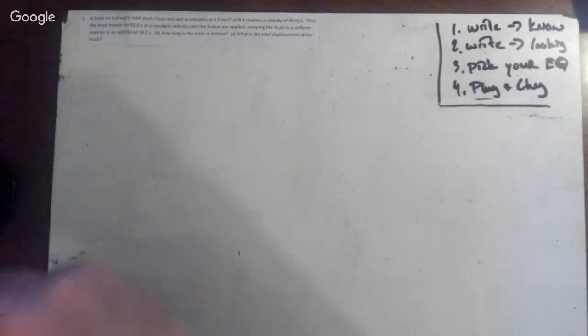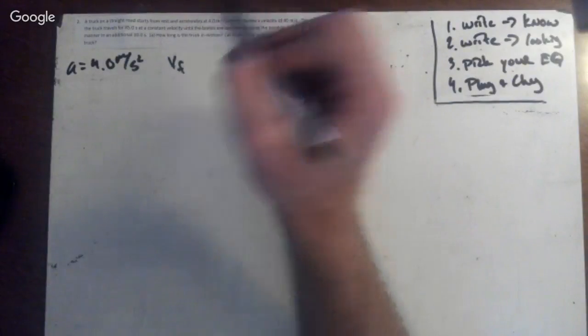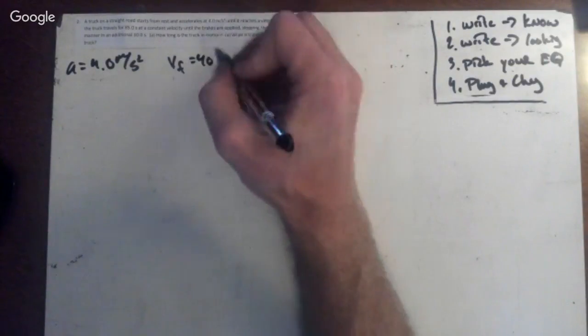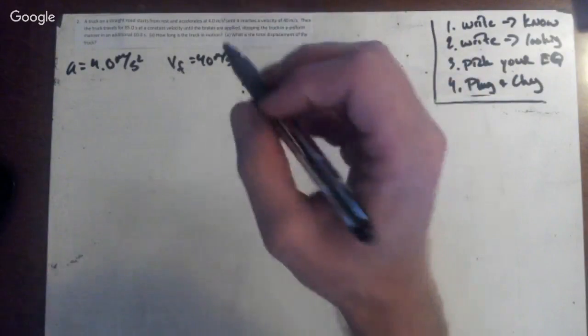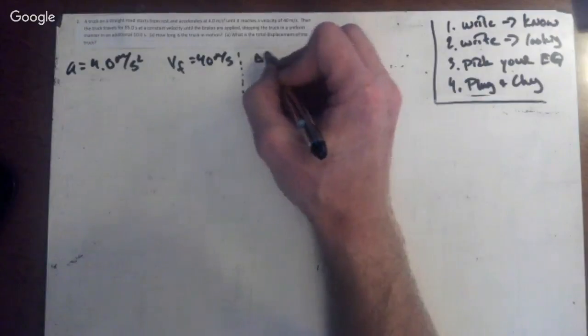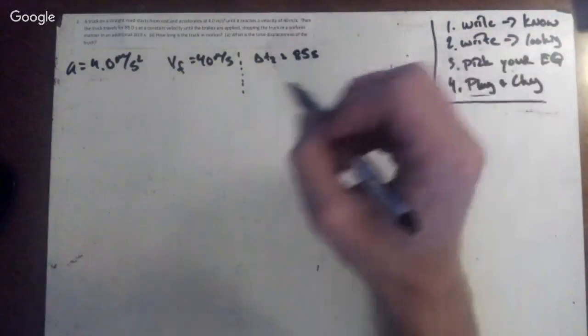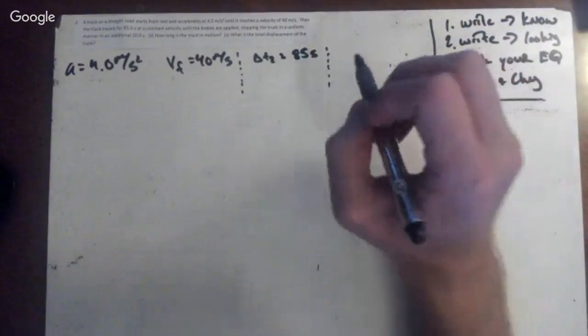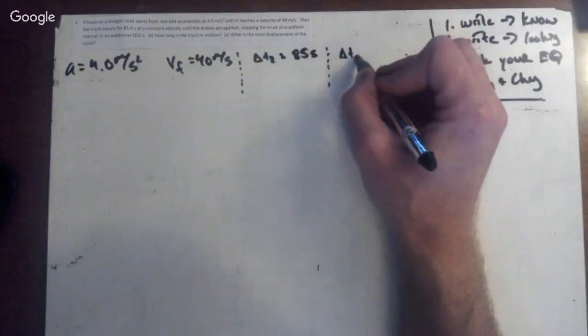Okay. A truck on a straight road starts from rest and accelerates at acceleration 4.0 meters per second squared until it reaches a velocity of 40 meters per second. The truck travels then for 85 seconds at a constant velocity until the brakes are applied, stopping the truck in uniform manner in an additional 10 seconds.